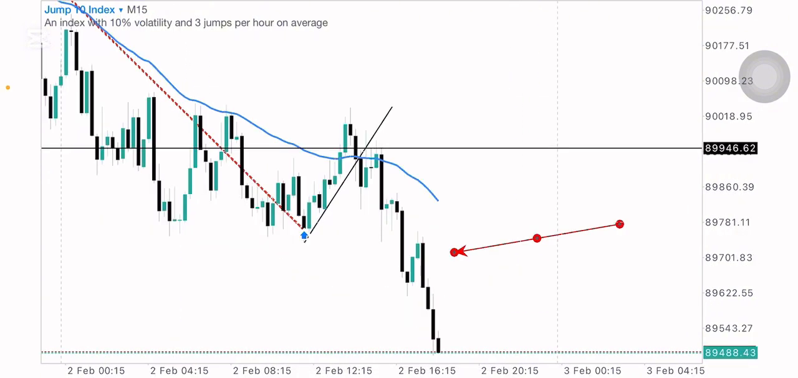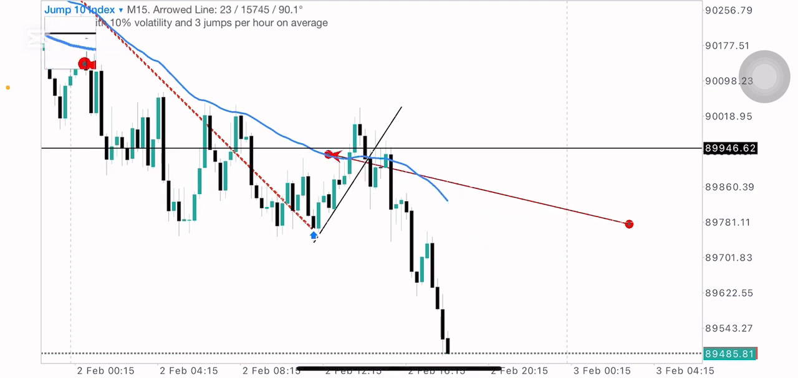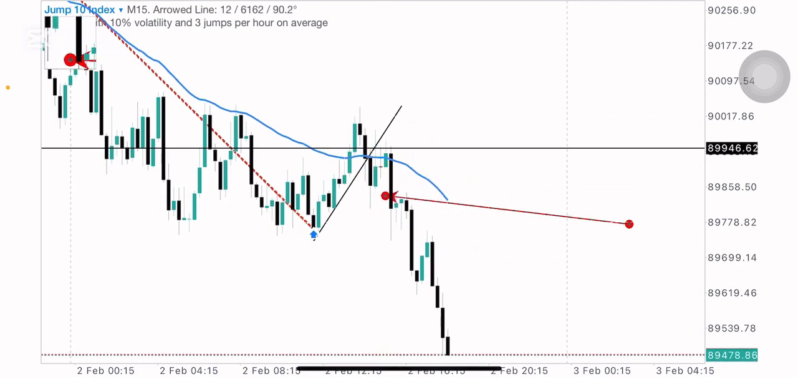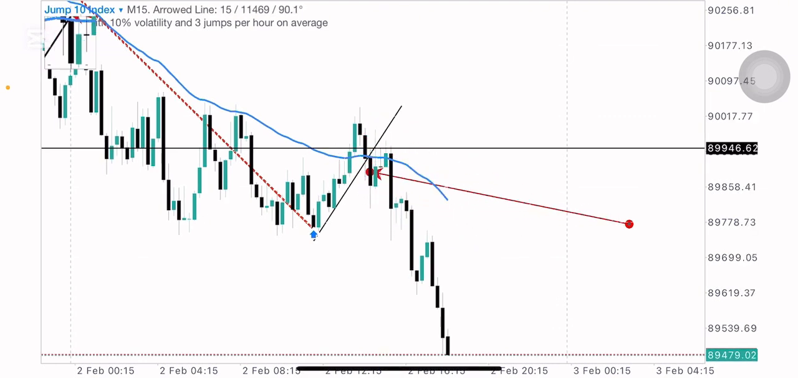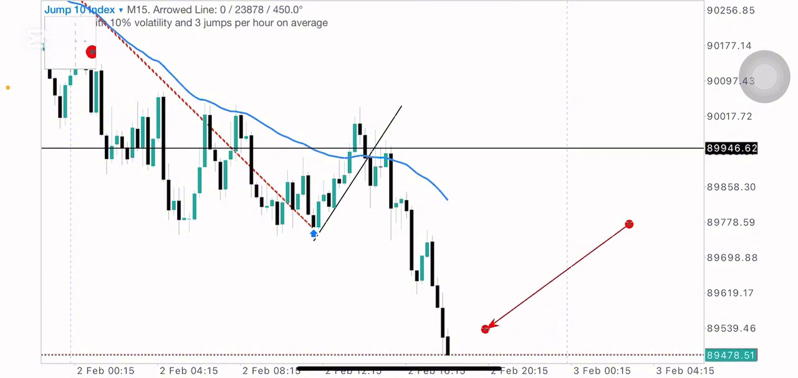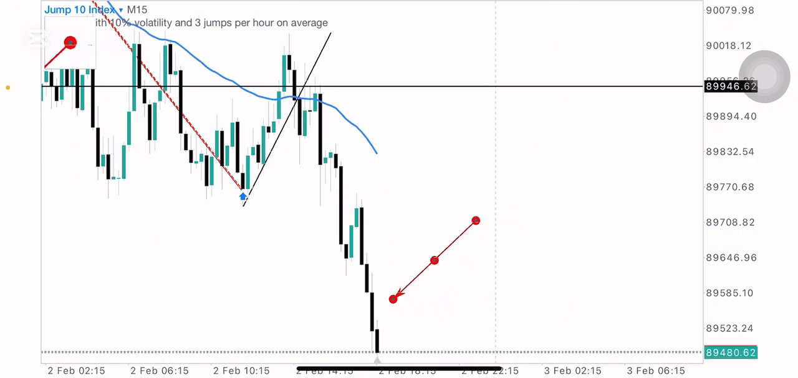So this was a crazy one, guys. Price broke this trend line, came back to the order block, and then crashed. Wow, this is a whole lot of money.